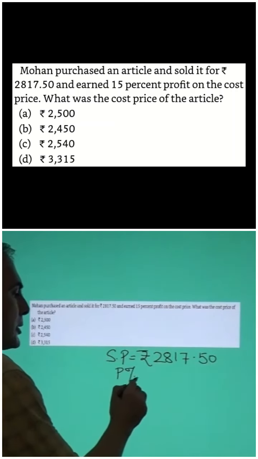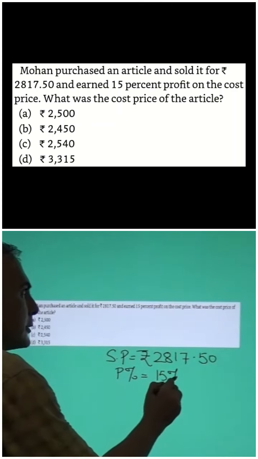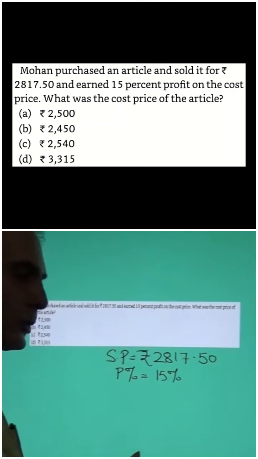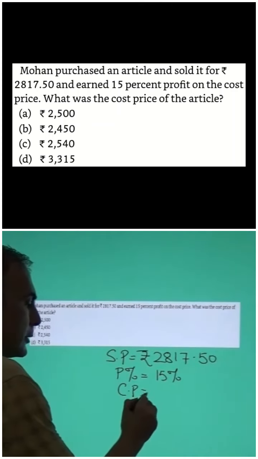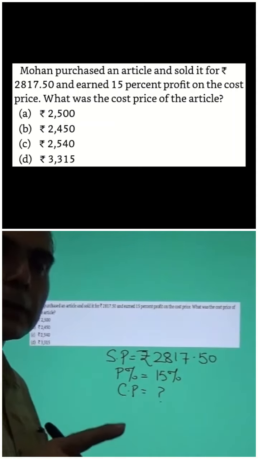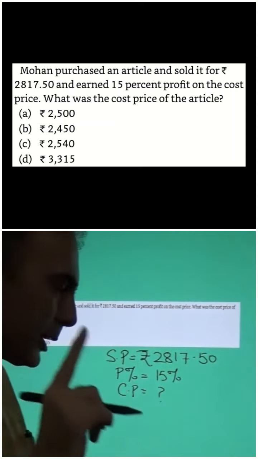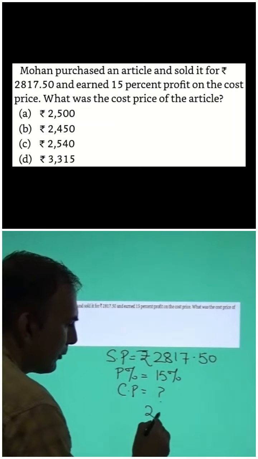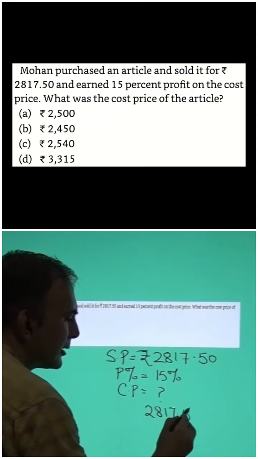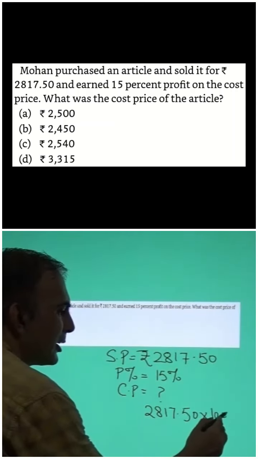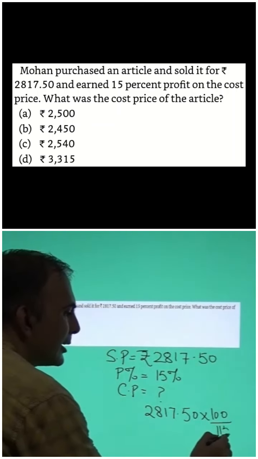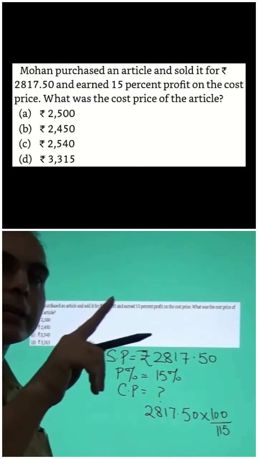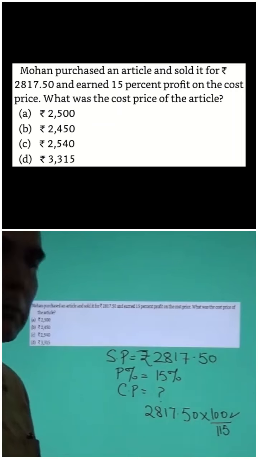Okay, the profit percent they have given to you as 15%. What is the cost price of an article? So those who have done the concept, you all know one thing over there, that if I apply the straightforward formula, that if I do selling price times 100 upon 115, that is 100 plus profit percent, I can directly get the answer over there. So let's try.